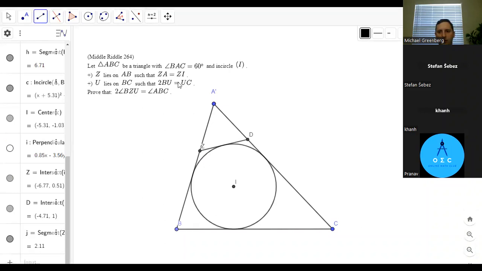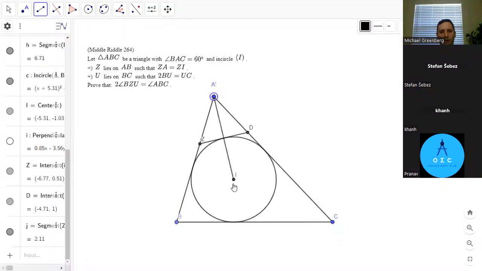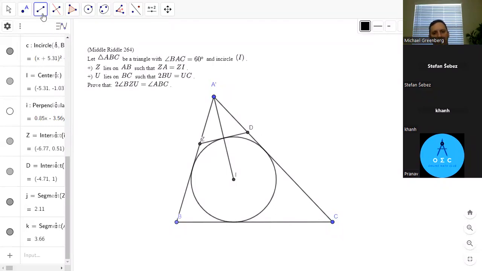How do you show AZD is equilateral? Well, this is 60 degrees by the question, right? So if we draw the perpendicular bisector of AI and see where it hits both of these sides, then AZD has to be equilateral, right? Oh, in that case, I think the tangent is obvious. Wait, is it obvious? Oh, never mind, I fixed it.